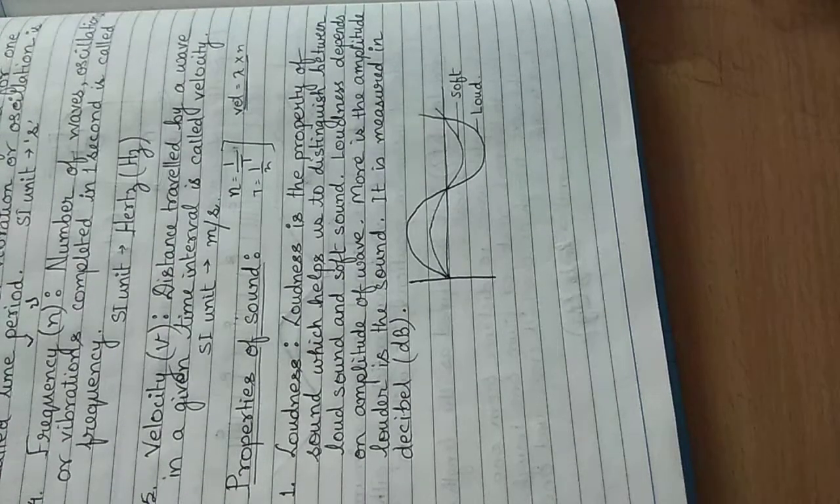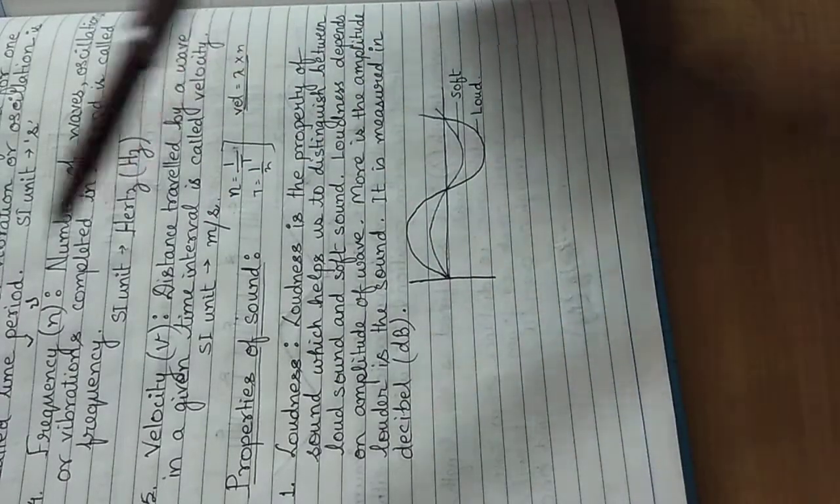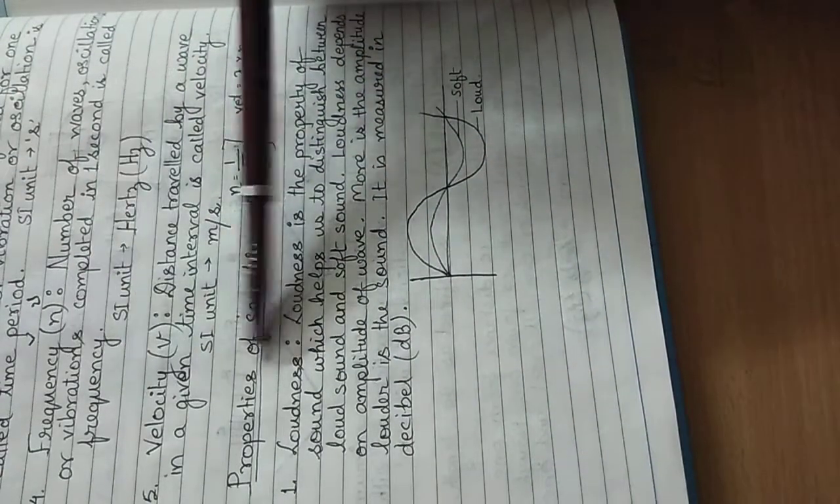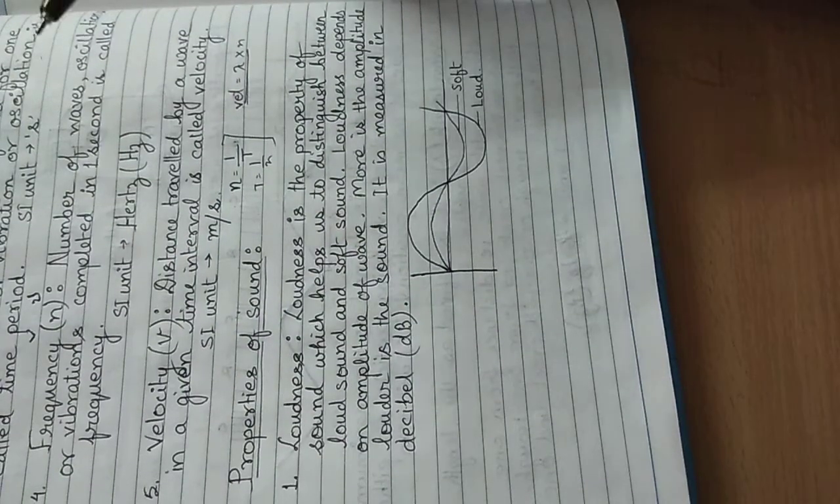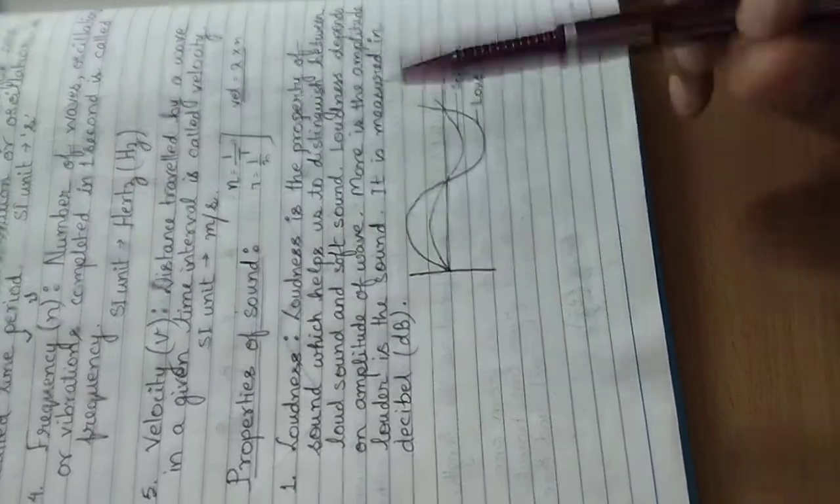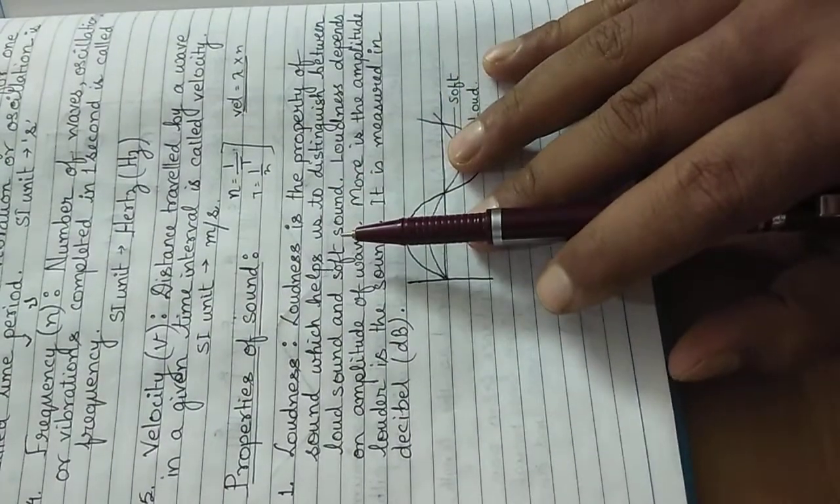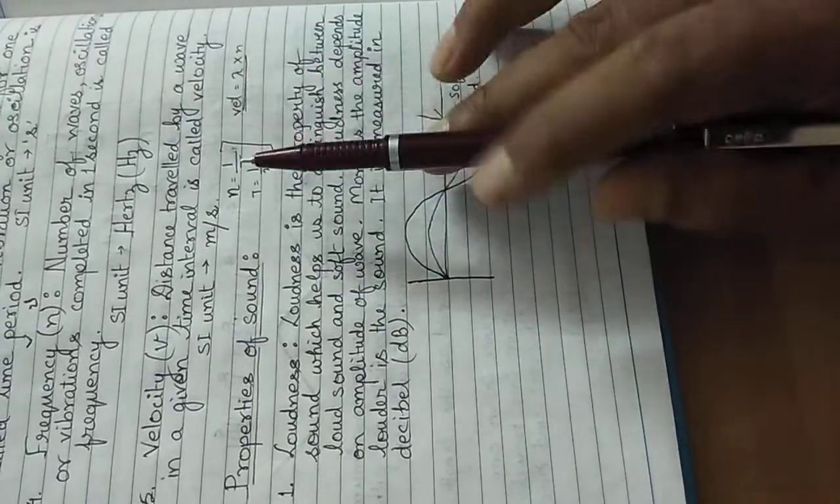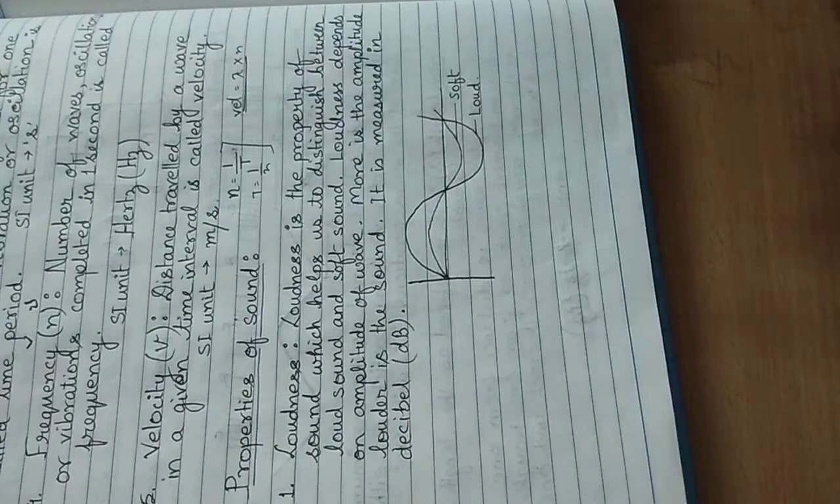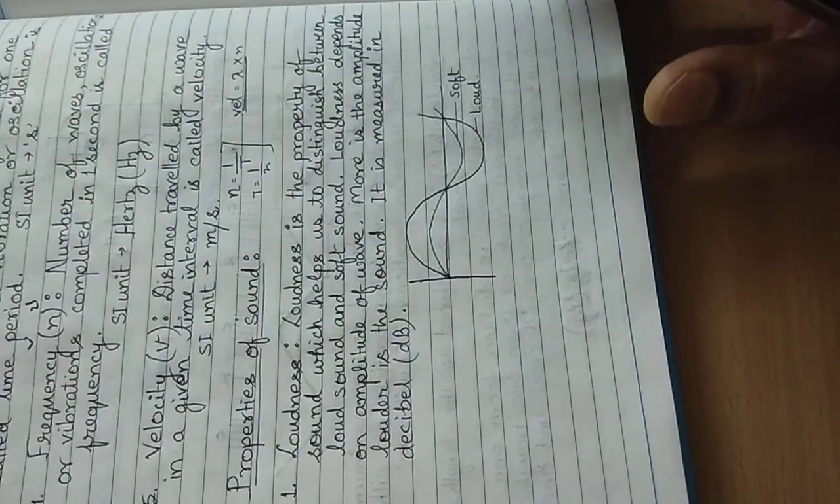So in my earlier video on sound, if you've gone through that video, you can see here there are some properties of sound wave, or properties of wave. Today we'll be discussing in this video the properties of sound and how to derive two related equations which can be derived with the help of these properties. So first we'll be discussing the properties of sound.